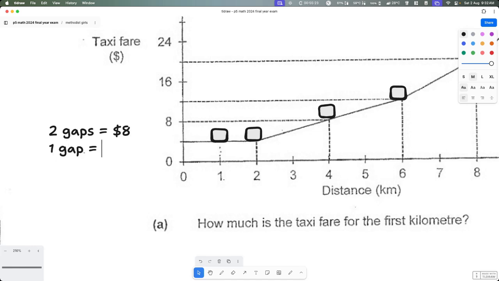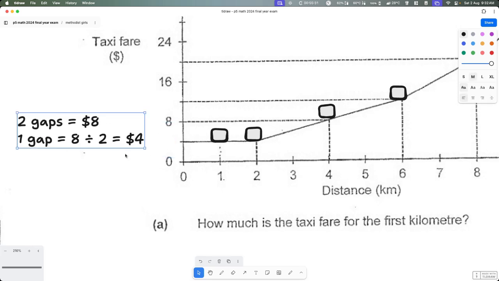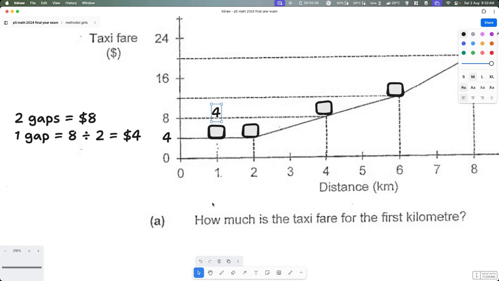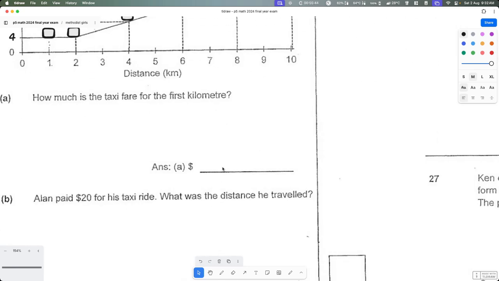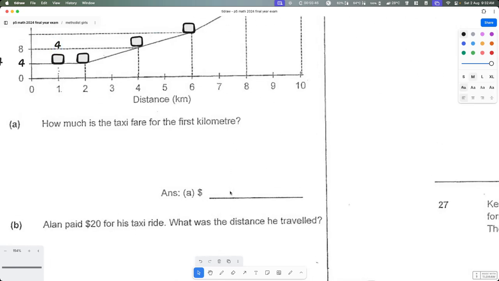One gap is equal to 8, and then we divide it by 2, and this is 4. So we know that one gap is equal to $4, right? So in this case, there will be 4. So that means number 1 is $4. Here you go. So that means the answer to 25 part A, how much is the taxi fare for the first kilometer? $4. Alright.